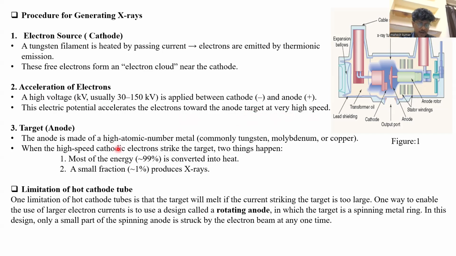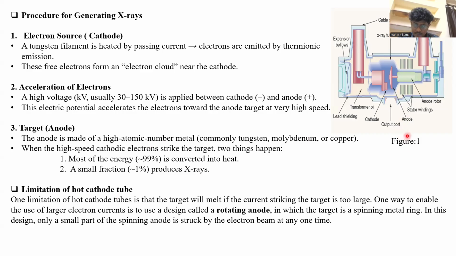The anode target is generally made up of high atomic number metal, commonly tungsten, molybdenum, copper. When the high speed cathodic electrons strike the target, meaning the anode, two things happen near the anode. Most of the energy, approximately 99%, is converted into heat, meaning 99% of the kinetic energy is converted into heat, and a small fraction, almost 1%, produces X-ray.